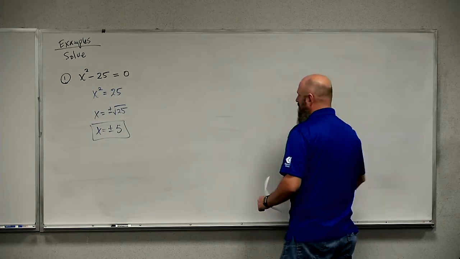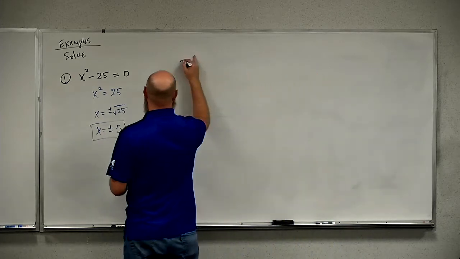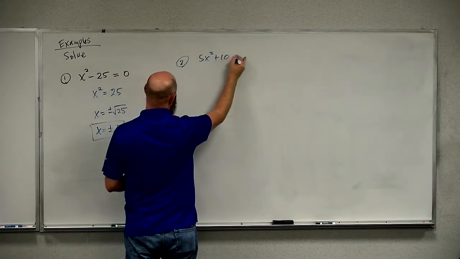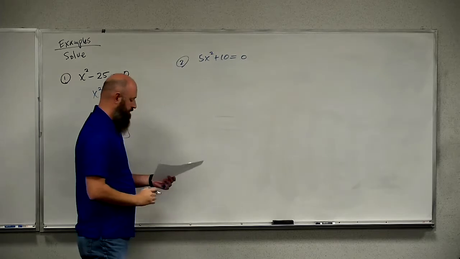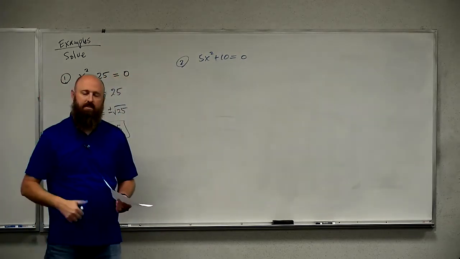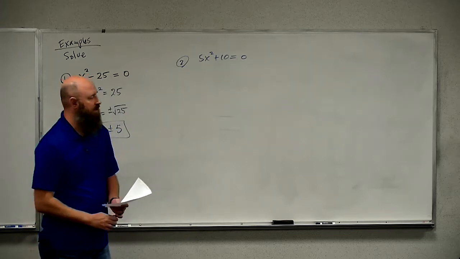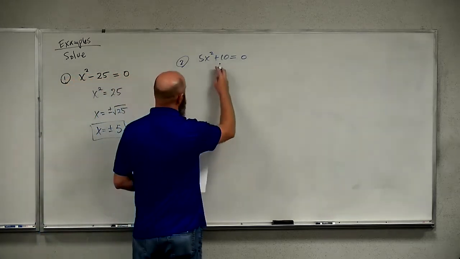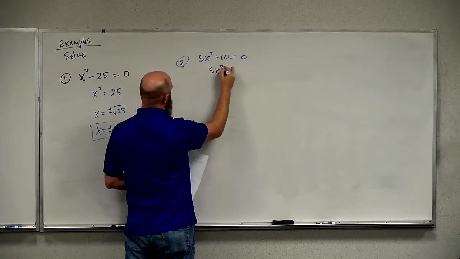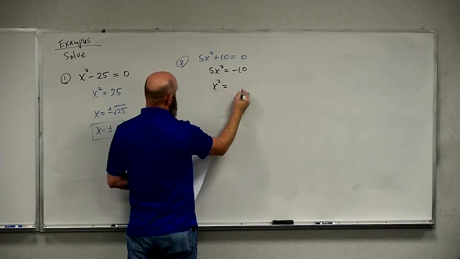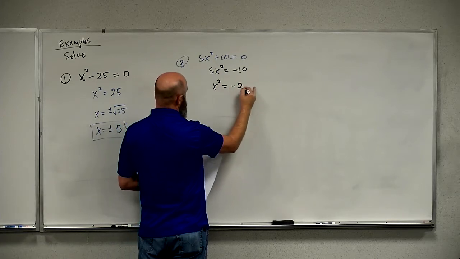All right, let's do another one like that just so we can see it. Here we have 5x squared plus 10 equals 0. Again, I am missing that x value, b. So I'm going to move that 10 over. We're going to get 5x squared equals negative 10. Divide by 5. So x squared equals negative 2.